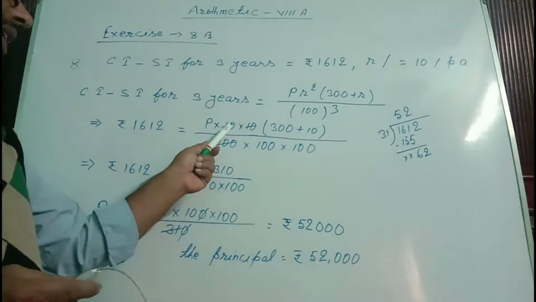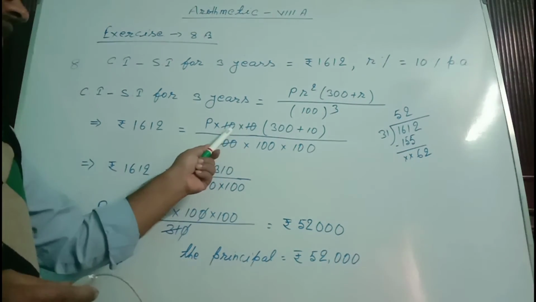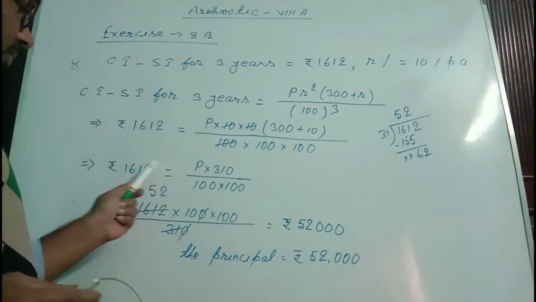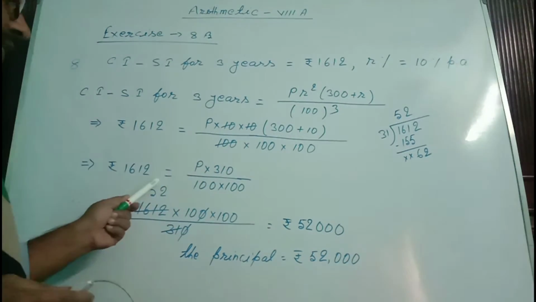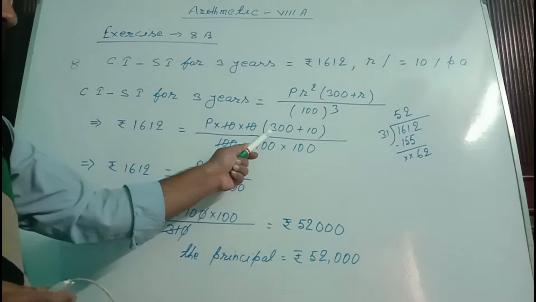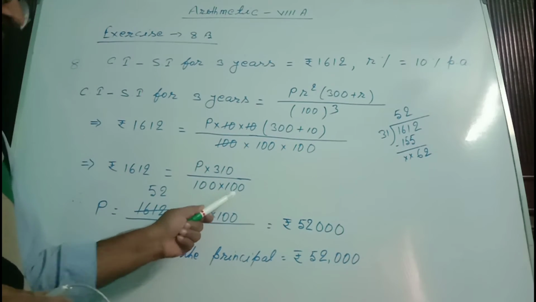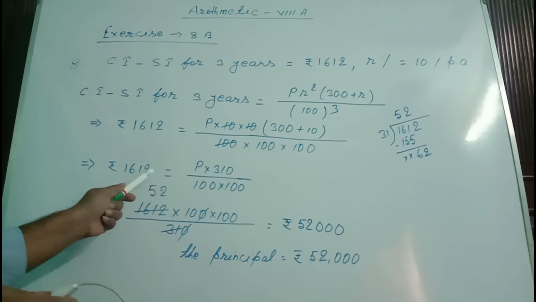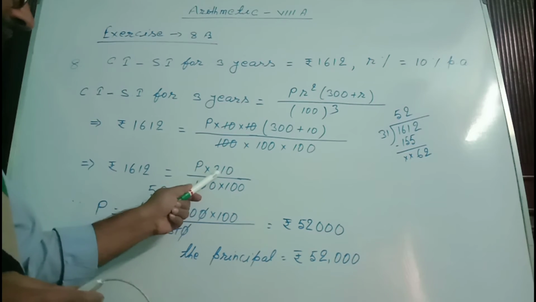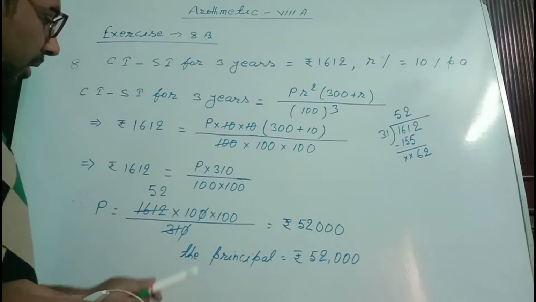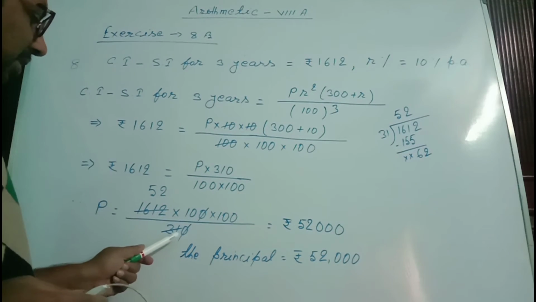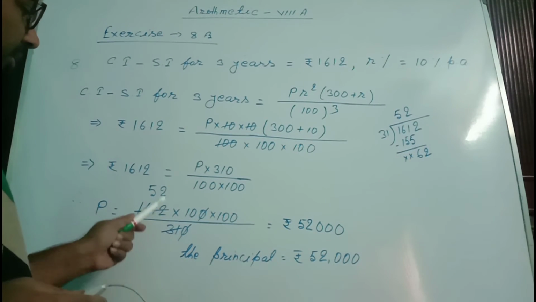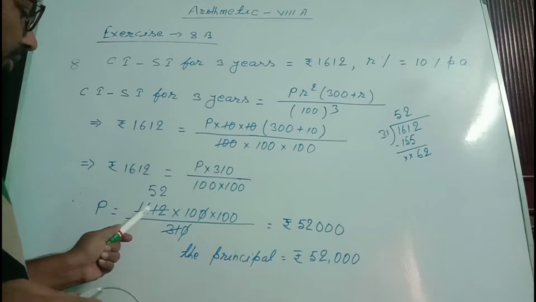First I simplified 10 into 10, 100, and this 100 cancelled. What is left? 1612 equal to P into 310 by 100 into 100. So P equal to 1612 into 100 into 100 by 310. This 10 and 10 cancelled, and if you multiply 31 by 52 you will get 1612.